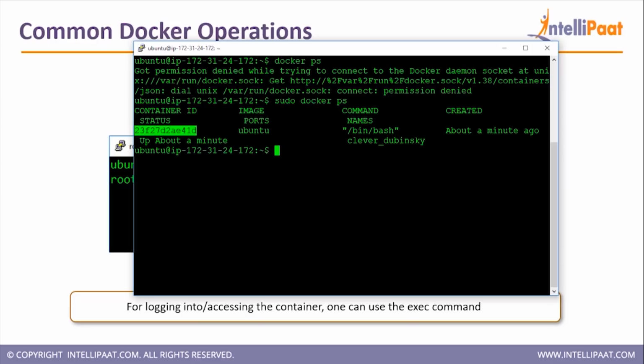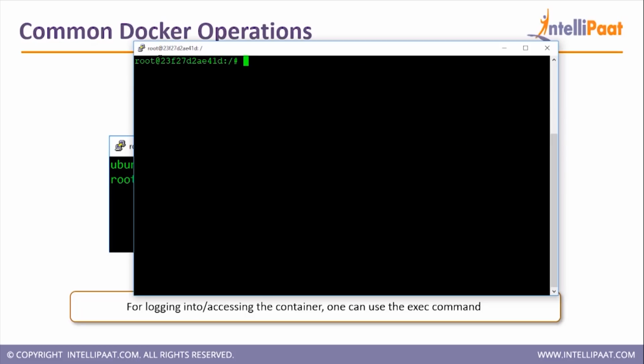Now if I want to get inside this container, the command for that would be sudo docker exec -it, make it interactive, give the container ID, and then bash. Bash means that I want to run this in the current terminal space that I'm working in, and the current terminal space is bash, and I'll hit enter. So let me just clear the screen. Can you see that you are now inside the container, right?